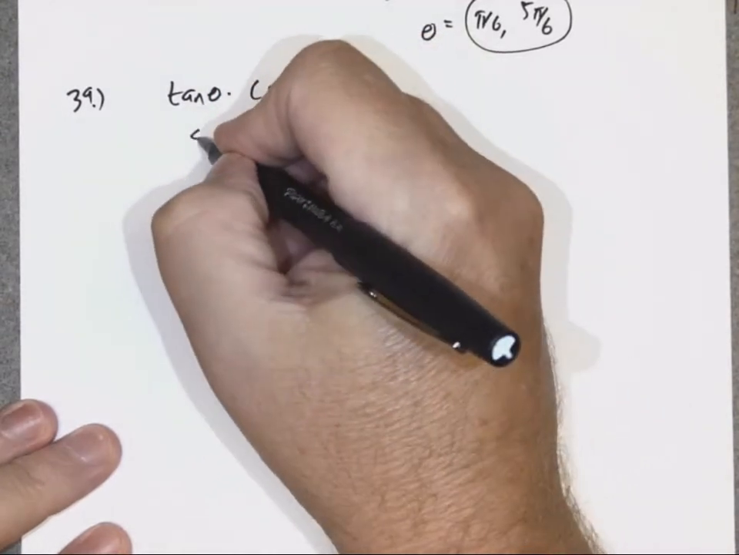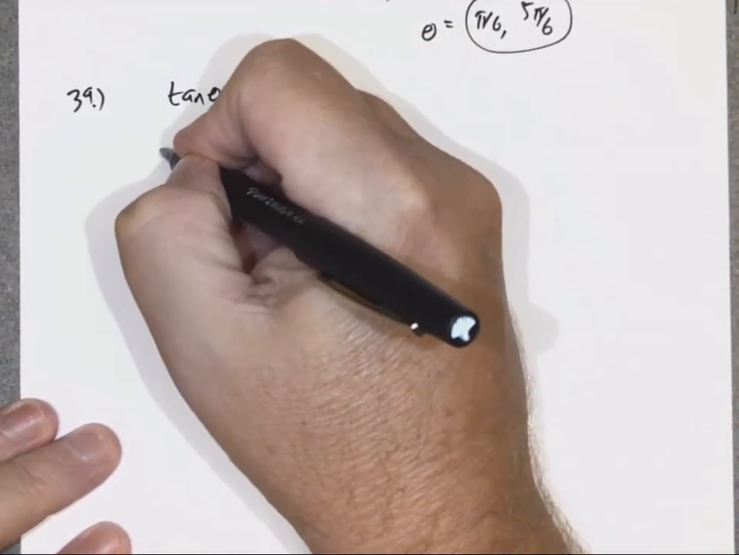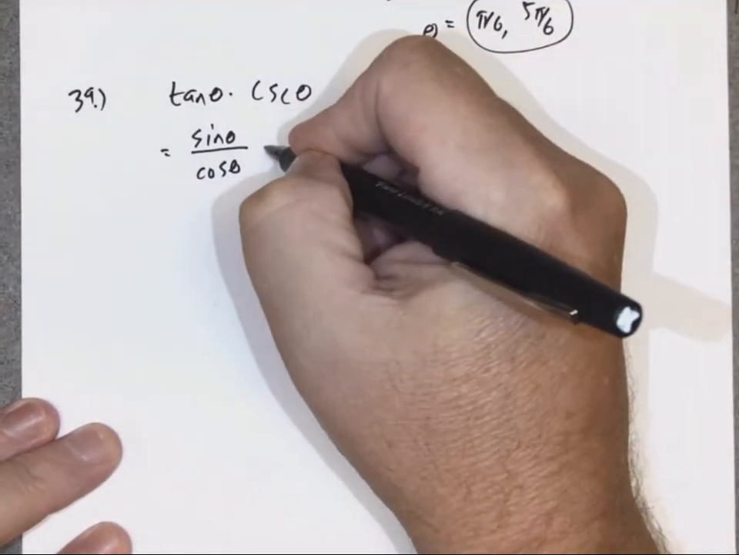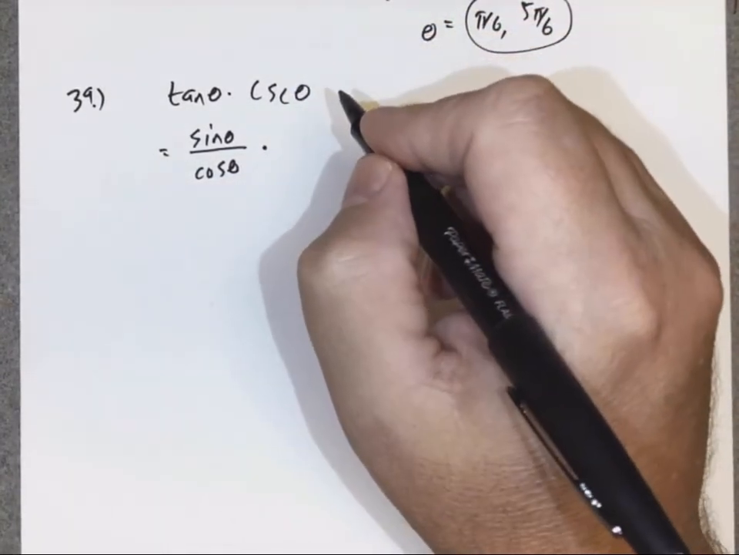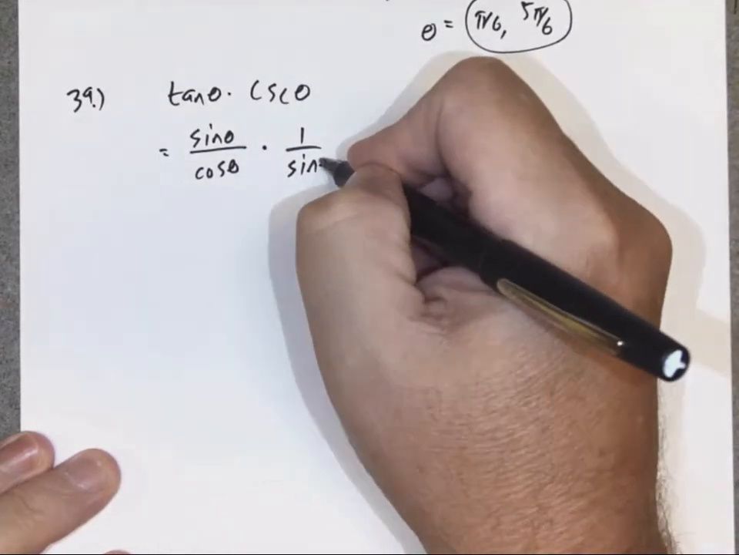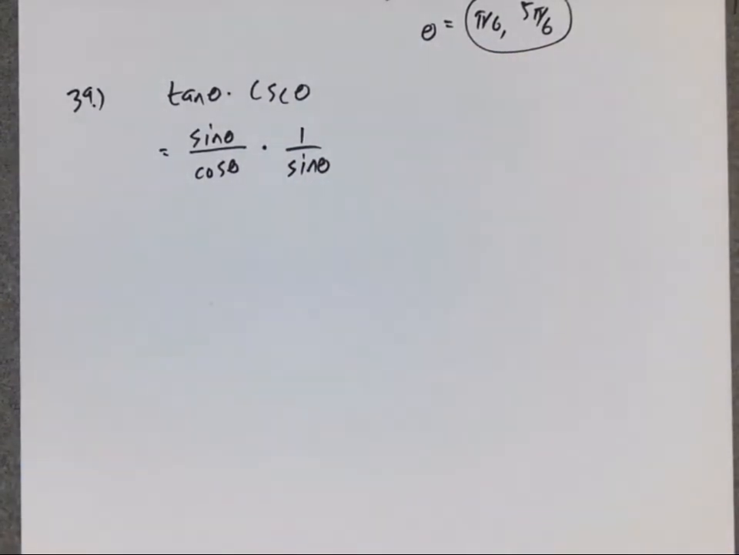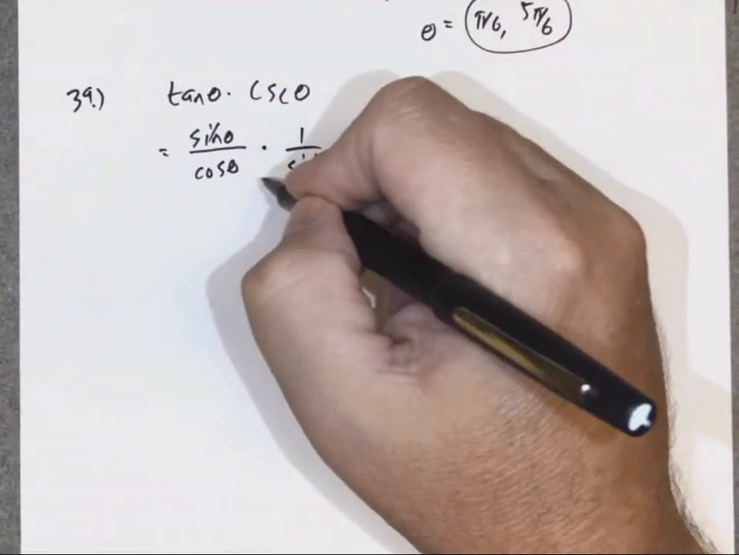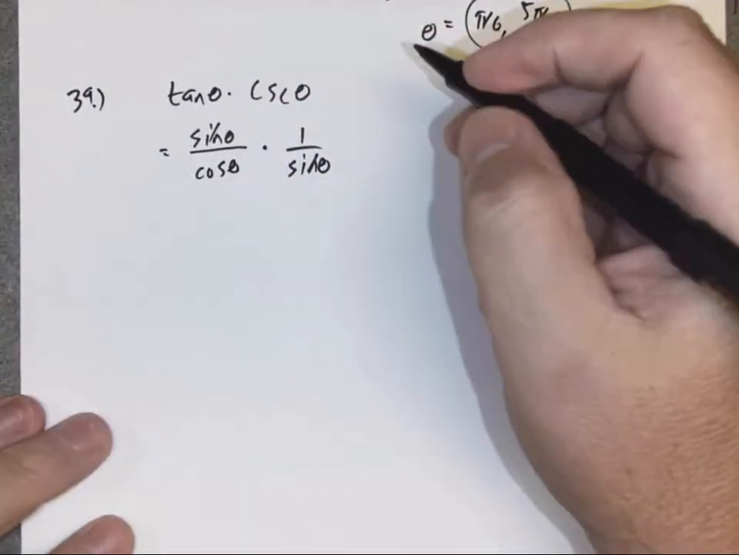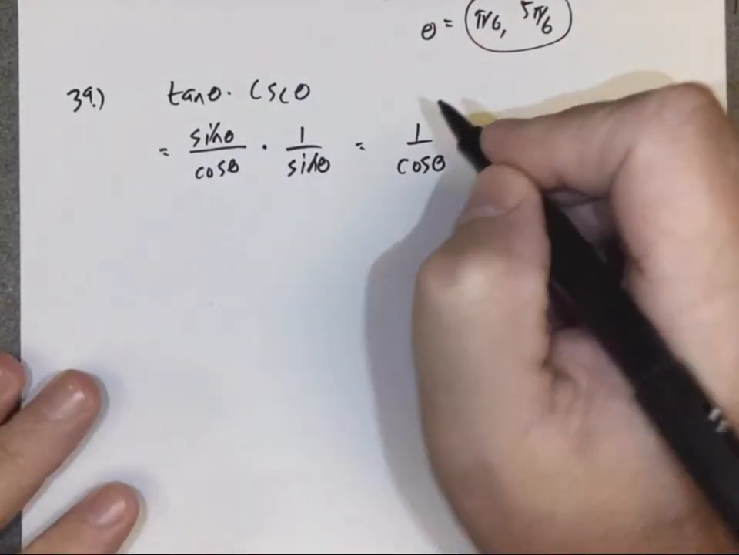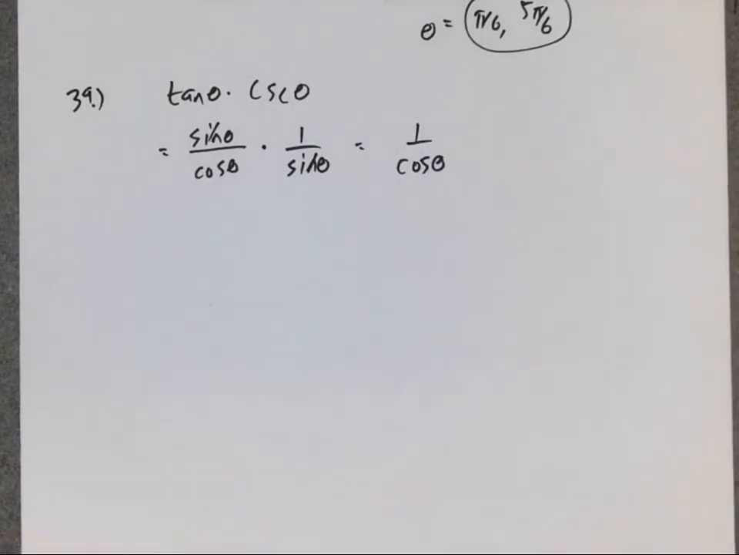We know tangent is sine theta over cosine theta times cosecant. Cosecant gets paired up with the sine. It's like a reciprocal. So 1 over sine. Now, hopefully you remember rules of math. If you have identical factors on the top and bottom they cancel out. And we're left with that. All right, not too hard.